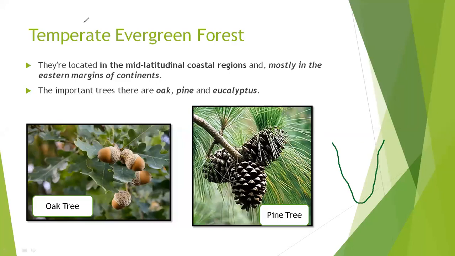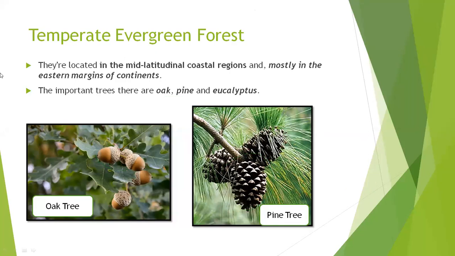Okay, the important trees there are oak, pines, and eucalyptus. Just look here. This is the fruit of the oak. Pine trees are very much used for medicinal purposes. Eucalyptus is very useful for relieving pain. Relief oil is made from it.